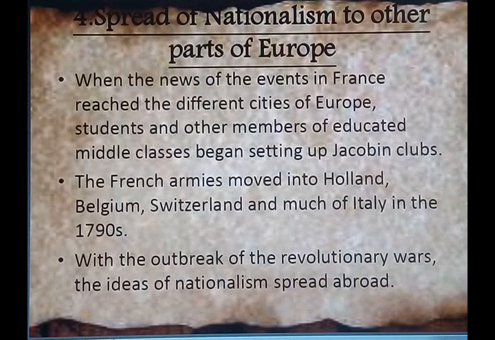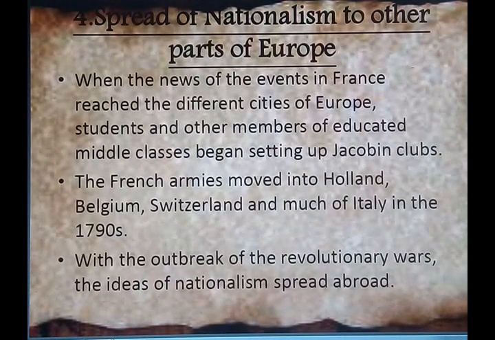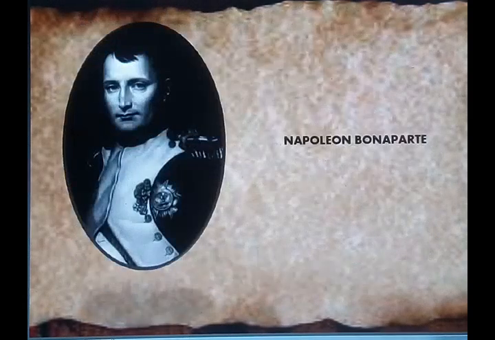Okay, so, spread of nationalism to other parts of Europe. When the news of events in France reached different cities of Europe, students and other members of the educated middle classes began setting up Jacobin clubs. The French armies moved into Holland, Belgium, Switzerland and much of Italy in the 1790s. And with the outbreak of revolutionary wars, the ideas of nationalism spread abroad. Abroad here means out of France. So here you can see one of the portraits of Napoleon Bonaparte.